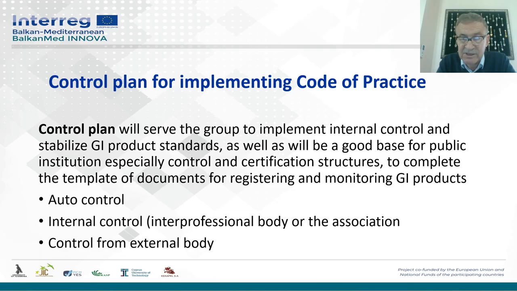So after registering, the control plan should help to make the control on 3 levels. First level is auto control. That means the control is made by the farmer or producer himself. He has to check every step of the production process, if what he does is in concordance with what is written in the auto control part.